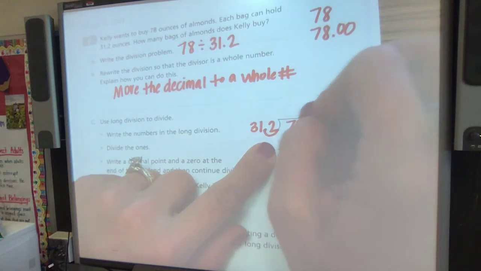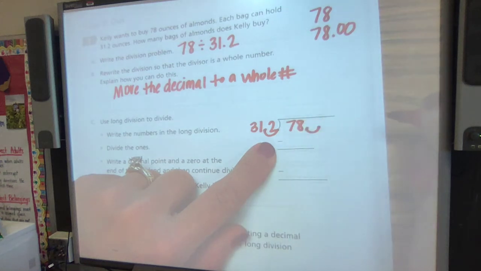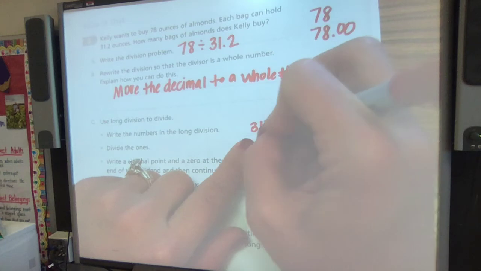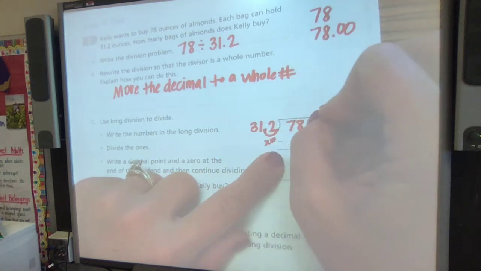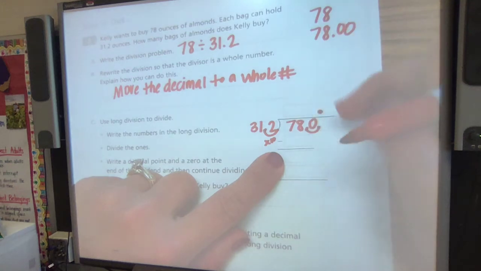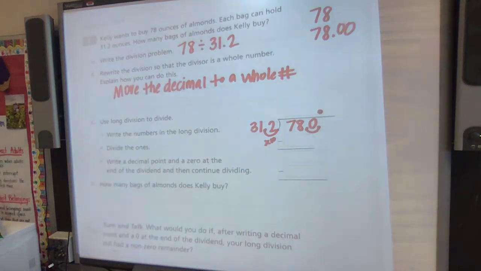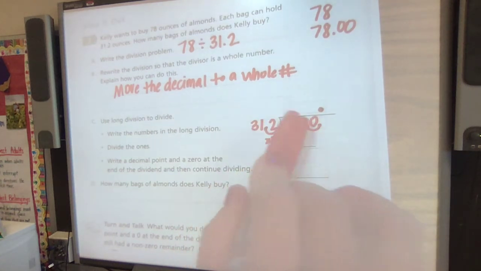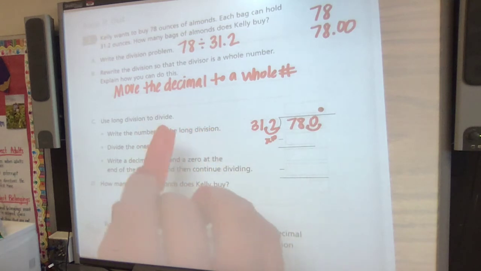What do you think that means is going to be put right here? A 0. Because when I moved my decimal once, that was like multiplying by 10, so I've got to do that here. And then put that decimal above where it landed so it's in the correct place. Okay, so now we're looking at this like 780 divided by 312.